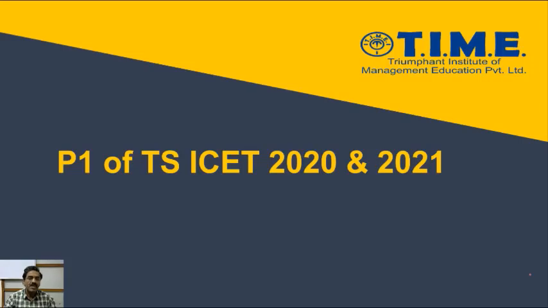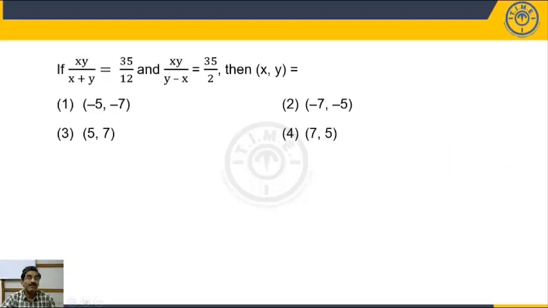Hello everyone. In this video, we'll be looking at the questions given on simple equations, ratio proportion and variation in TS ICET papers 2020 and 2021 papers. So let's look at one of the questions given here. The question is: if xy by x plus y is equal to 35 by 12 and xy by y minus x is equal to 35 by 2, then what are the values of x, y?